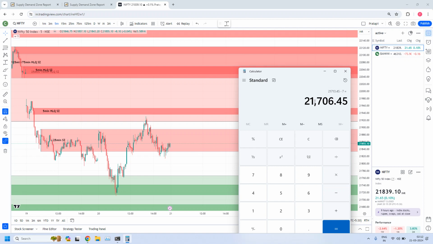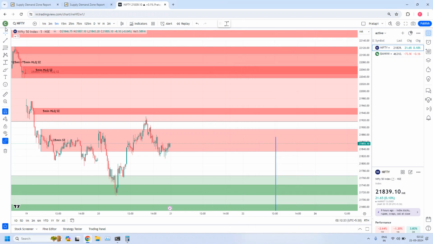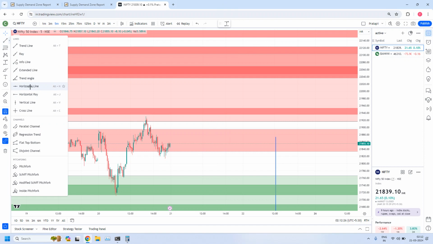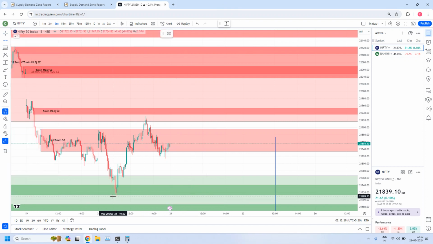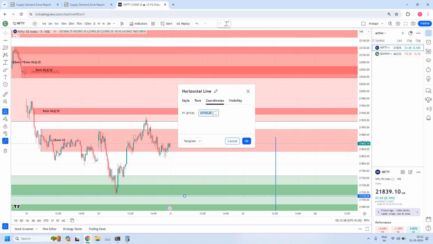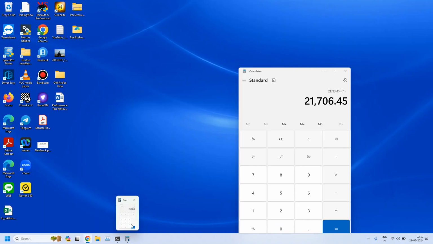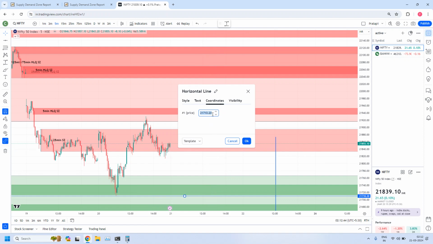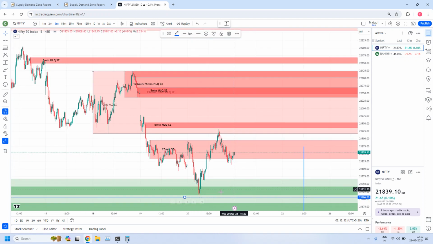Maximum, if you can bear the risk, you can increase the stop buffer further also. Okay, 21,706. Let me keep the round value, 21,706. Let me draw a horizontal line. Let me adjust the coordinate value, 21,706. Now this value is adjusted automatically.